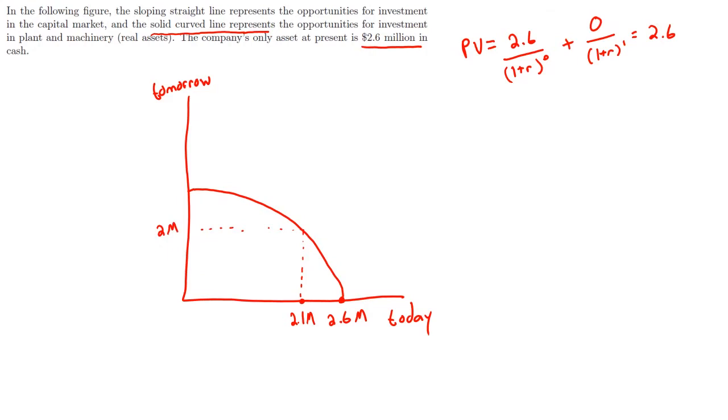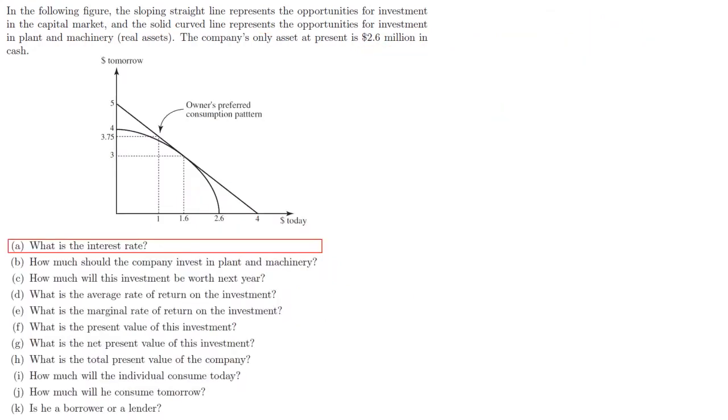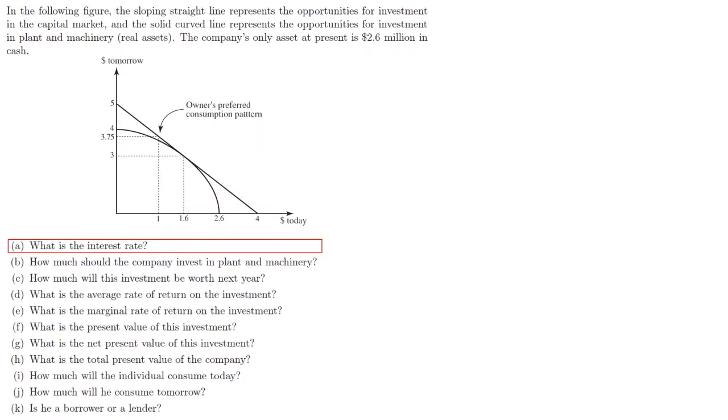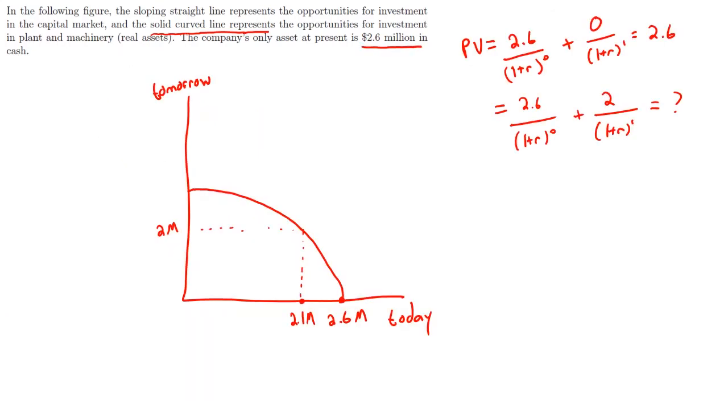So this is a world where, if we were to go back to this present value formula, we would see that it's 2.6 over 1 plus r to the 0 plus 2, because now we're getting $2 million tomorrow, over 1 plus r to the 1, which gives us something. We don't exactly know what it is because we don't know what r is. So anyways, now we've invested 2.1.